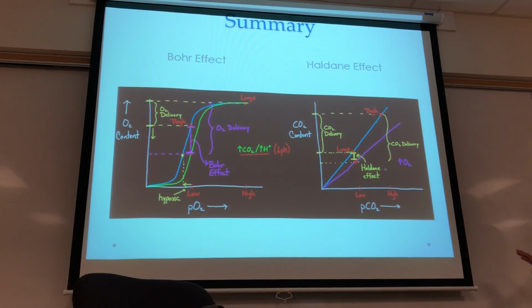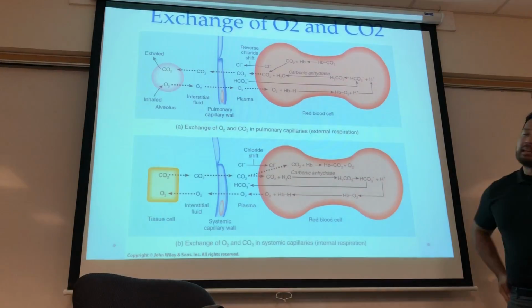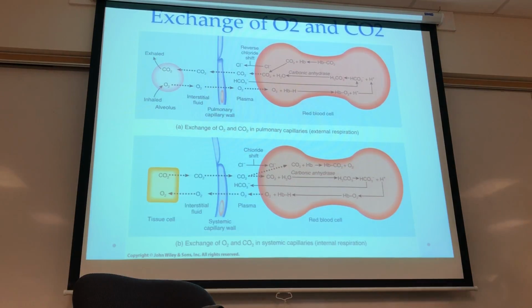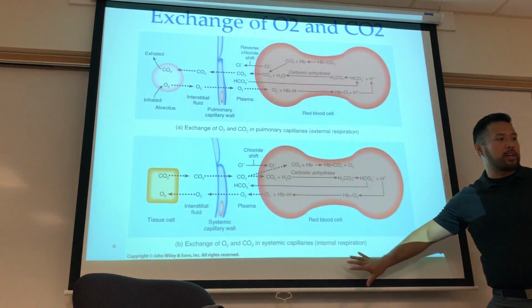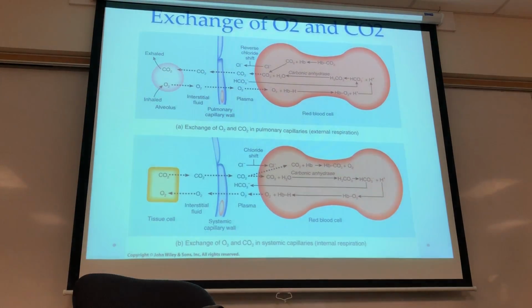All right, so now that's our summary. Let's take a look at, down to a molecular level, what's specifically happening. Now this is the roadmap of what's happening in external respiration and internal respiration. And in external respiration, again, taking place in the lungs, we get high O2 and we get low CO2.